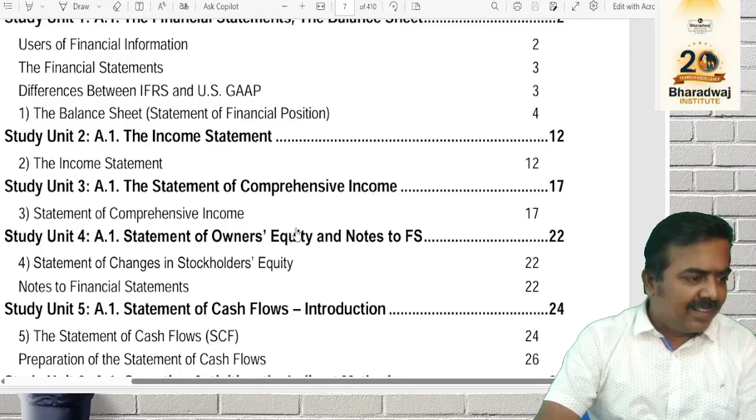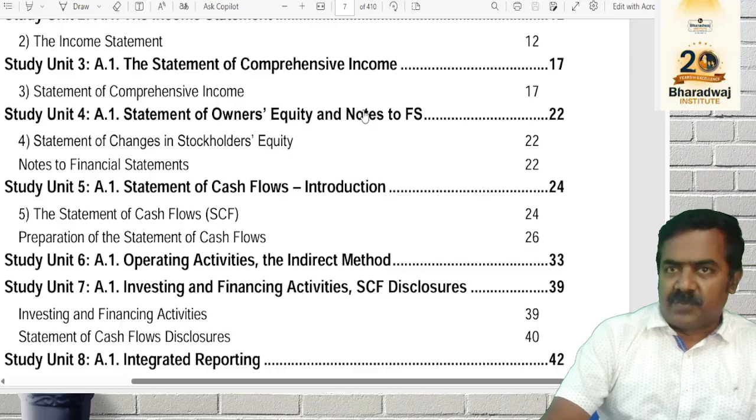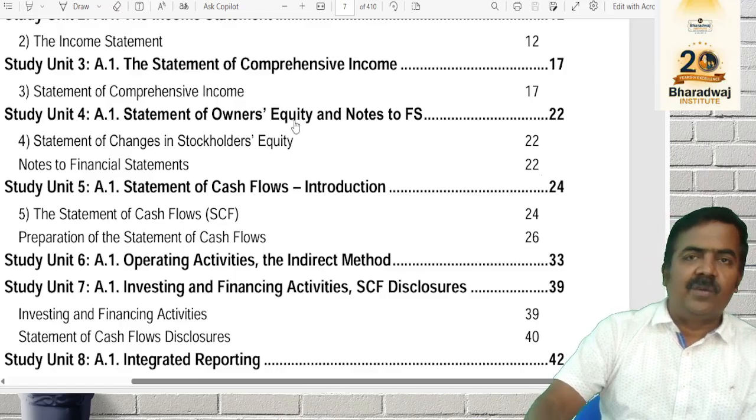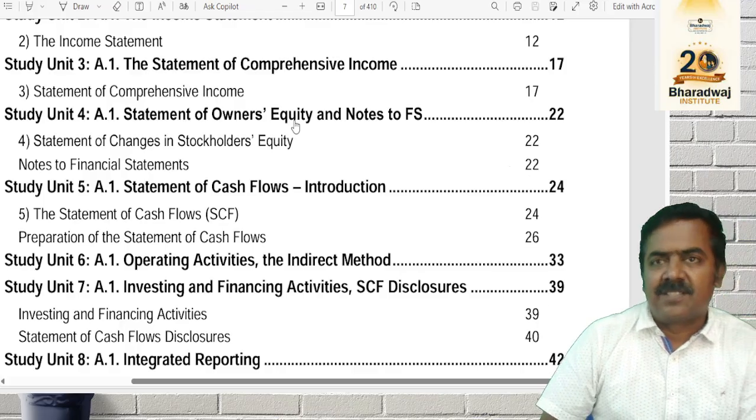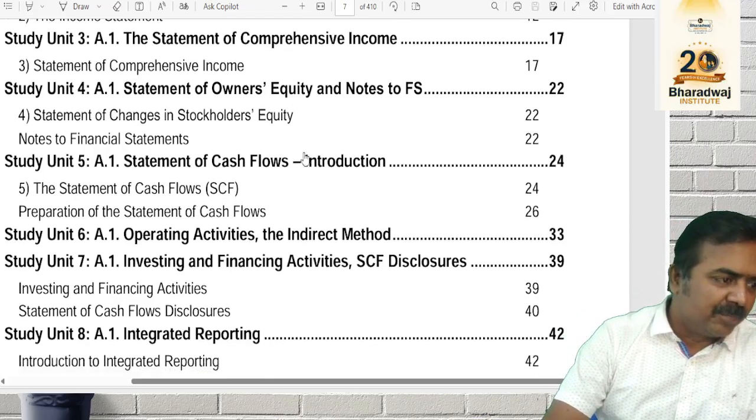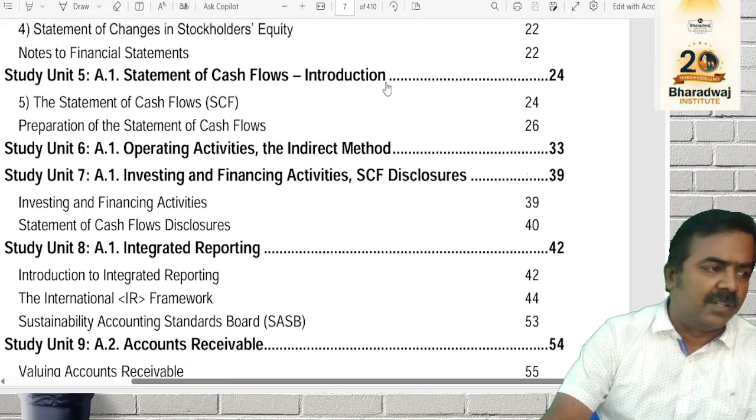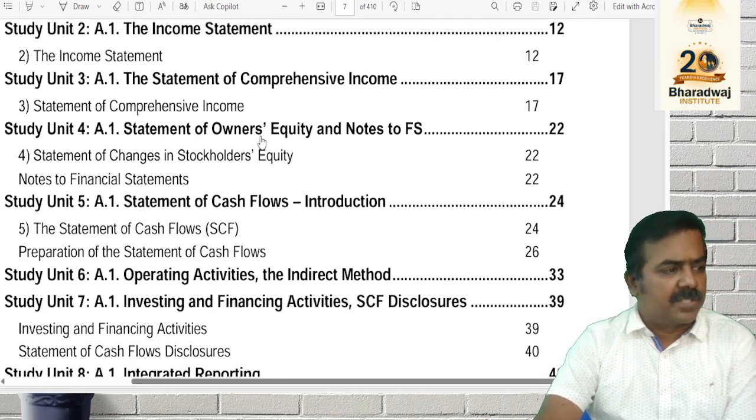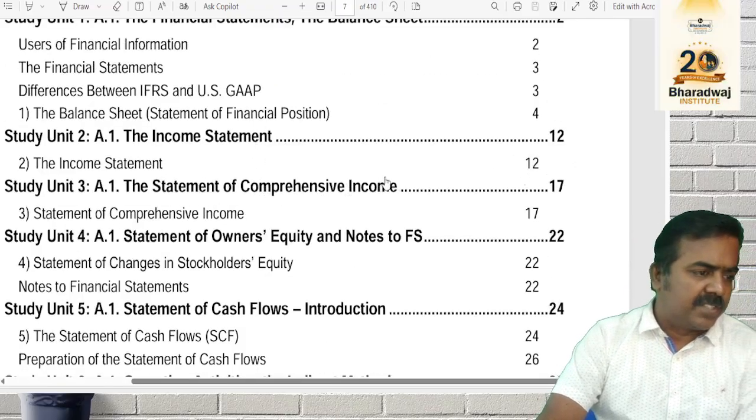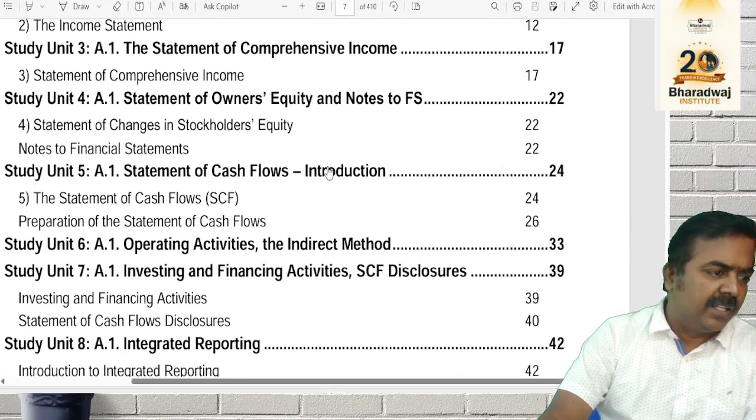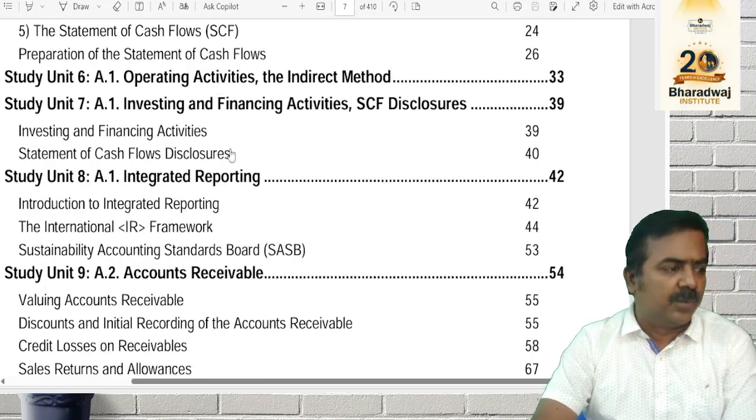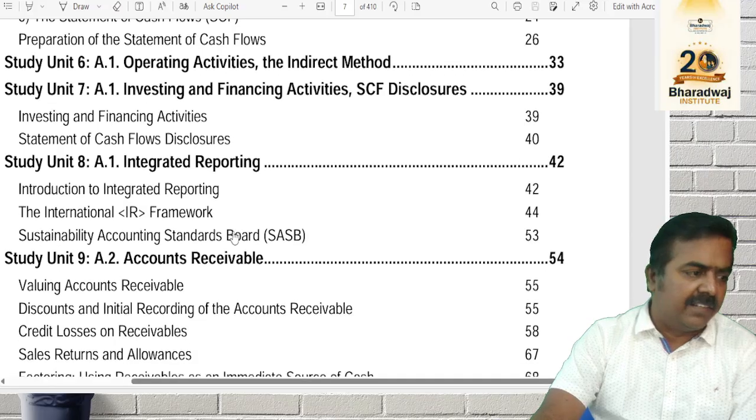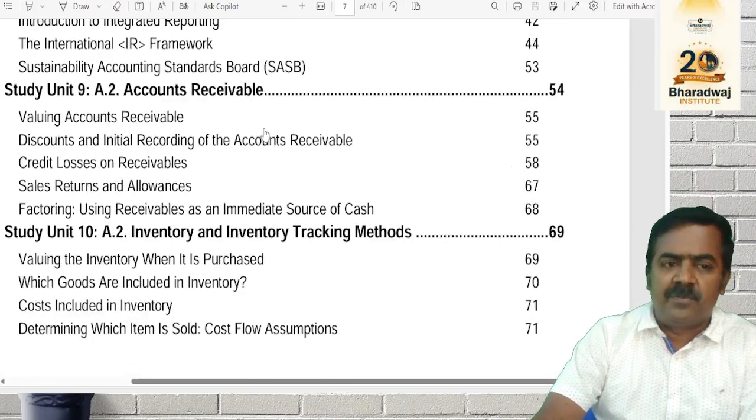What is other comprehensive income? We will learn. Then, in India, we call it shareholders' funds. They call it statement of owner's equity. In India, we use the words share capital, reserves and surplus. They use the words statement of change in owner's equity. Then cash flow statements are also part of which one? Financial reporting. Financial reporting includes all these things: your income statement, your balance sheet, statement of comprehensive income, statement of owner's equity, and statement of cash flow. We are going to classify this into operating activity, investing activity, and which activity? Financing activity, like that.